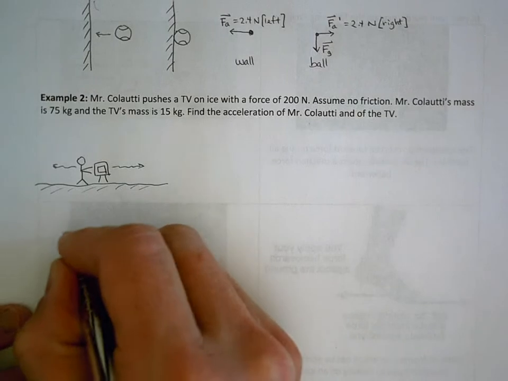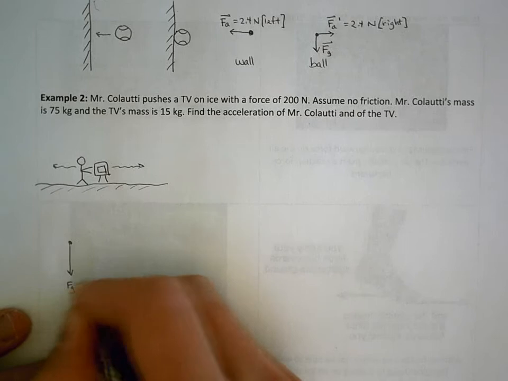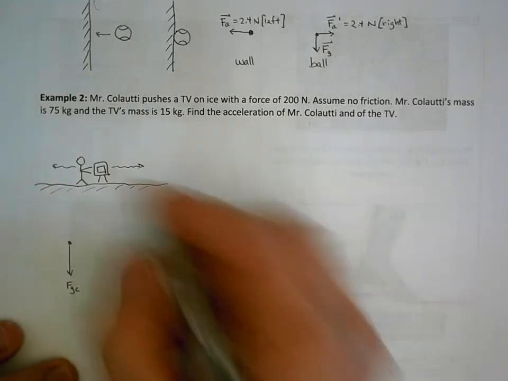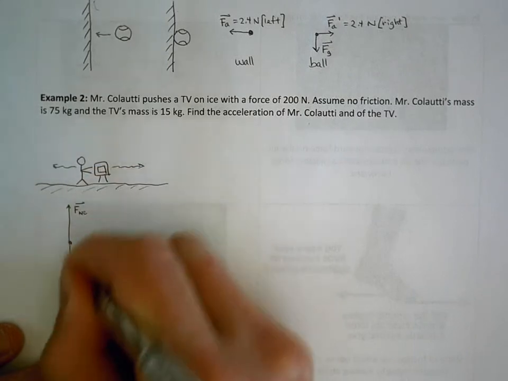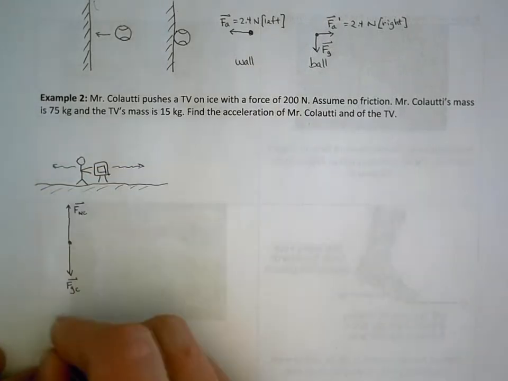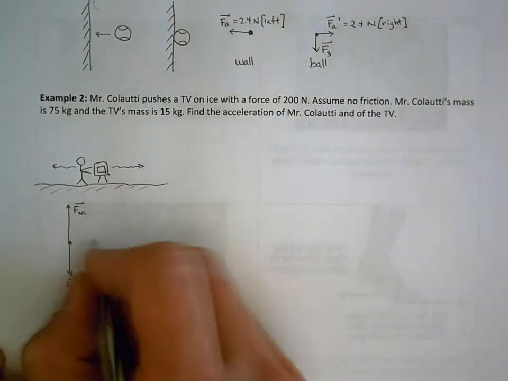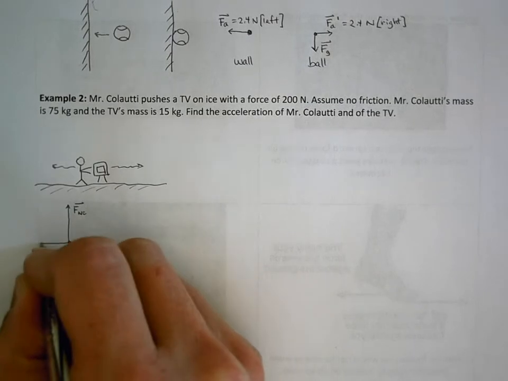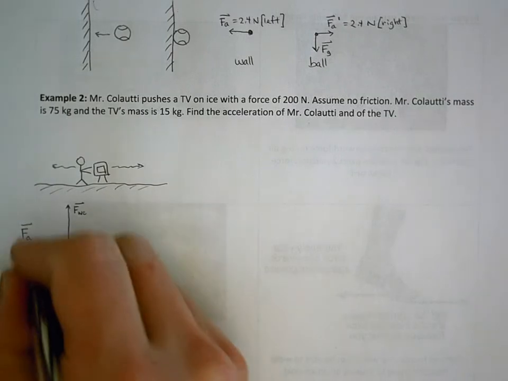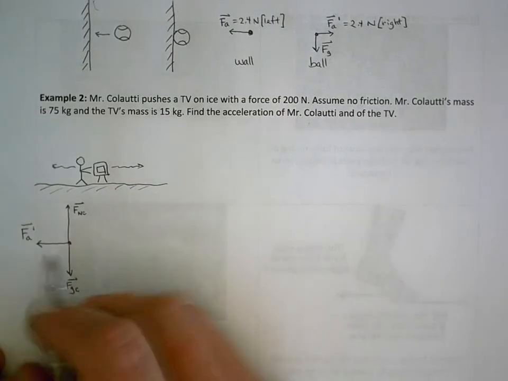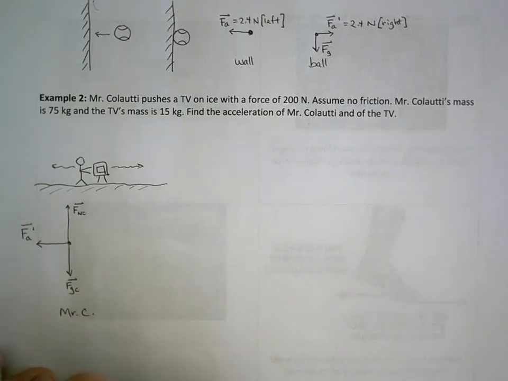So if I draw a free body diagram for Mr. Colati, there's FG, why don't we call this C for Mr. Colati, and then this will be FNC for the normal force. And there is an applied force by the TV on Mr. Colati going this way. So we'll call this FA. Probably this is the reaction to his pushing. There's no friction because we've been told this is a frictionless surface.